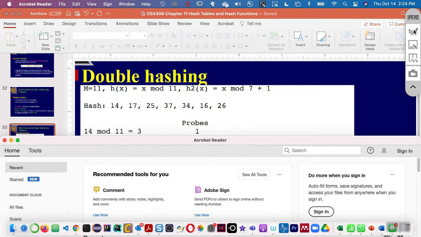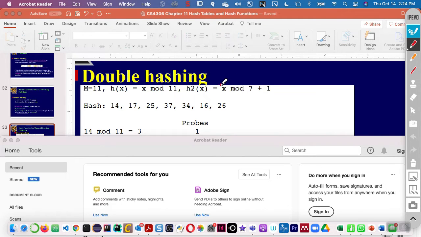So here you can write this one. This is h1, h1 equals x mod 11, and h2 equals x mod 7 plus 1. And these are the x values, the set of x. Probe means the number of tries that you make to get a location for a key in the hash table.